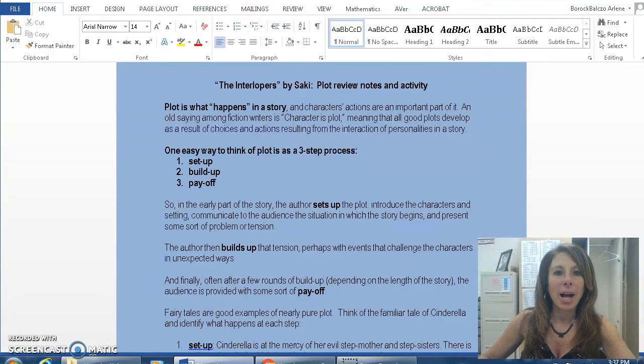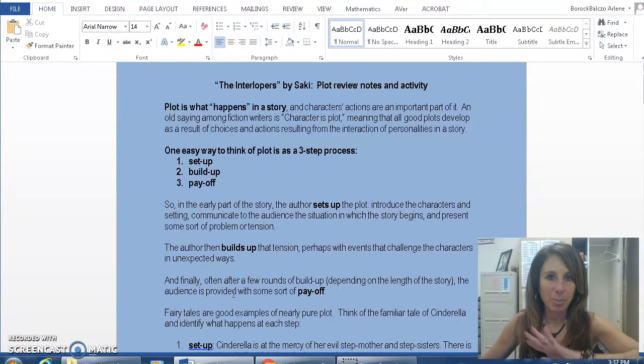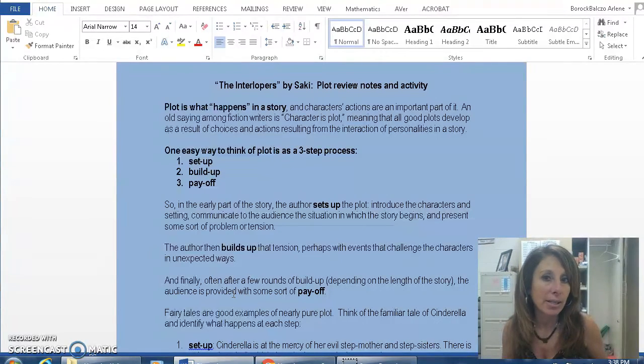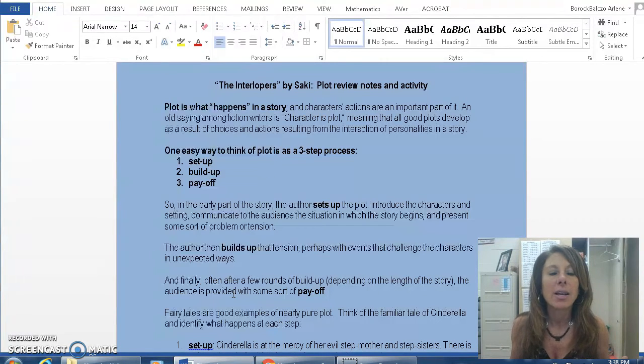So if we look at plot, you could ignore the top of this paper where it says "The Interlopers." That's going to be one of the first stories we read. But go right to what plot means. Plot is what happens in a story, and the character's actions are an important part of it. So there's an old saying among writers that character is plot, meaning that all good plots develop as a result of choices and actions resulting from the interaction of personalities in the story.